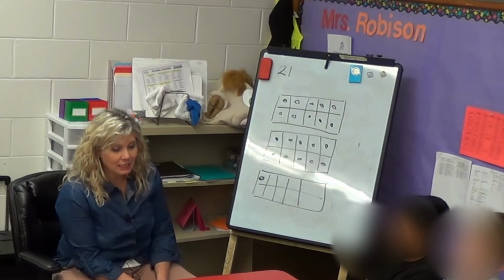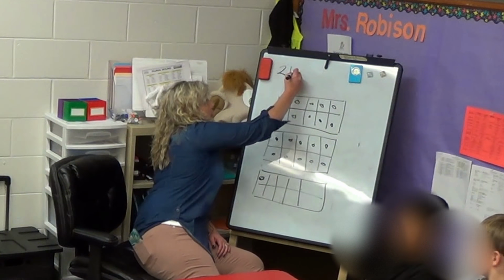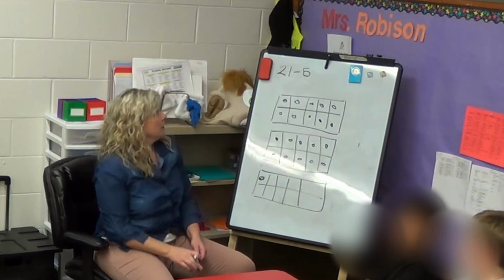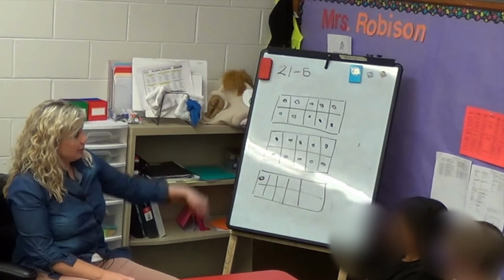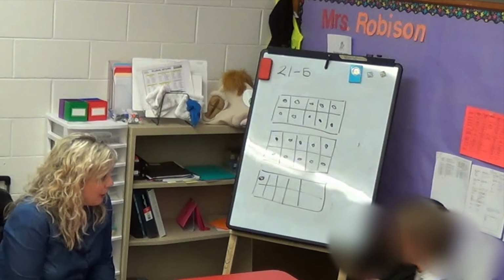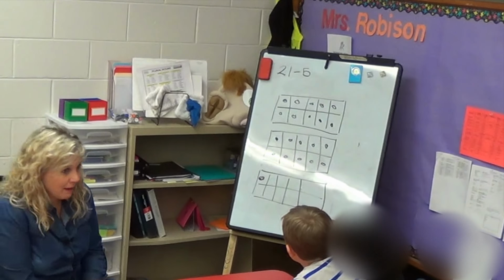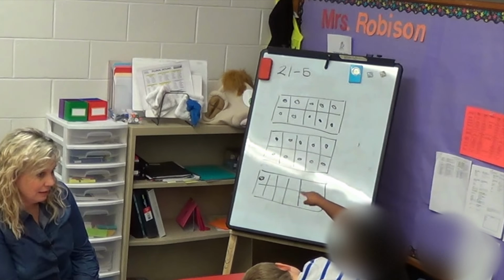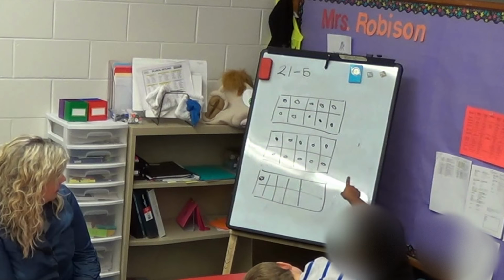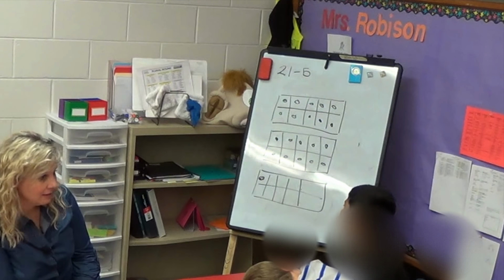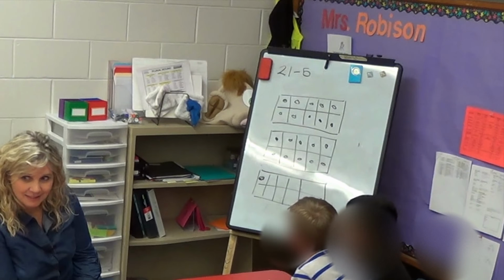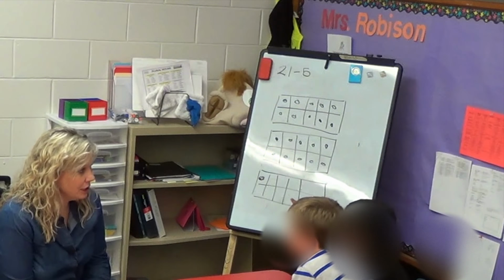All right, so if I want to take away 5, will you talk to your neighbor and see where you're going to take 5 away? You take 1 away and then take 4 and then take away 4. The line above it. Yeah. Take away 5.